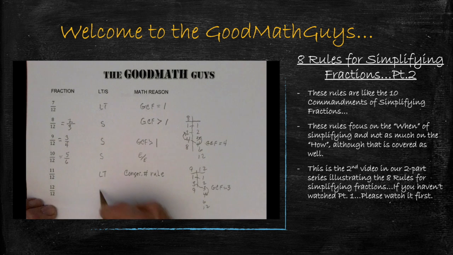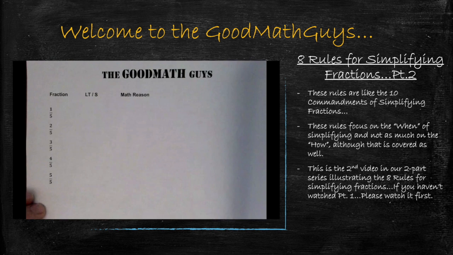12 twelfths, we know we have to simplify 12 twelfths. N is equal to D. Therefore, 12 twelfths simplifies to 1 whole. And that's it. So far we've got 7 of our 8 rules. Let me flip this over and we'll take a look at fifths.